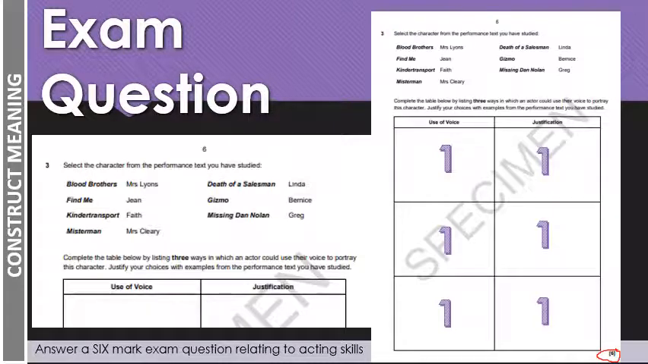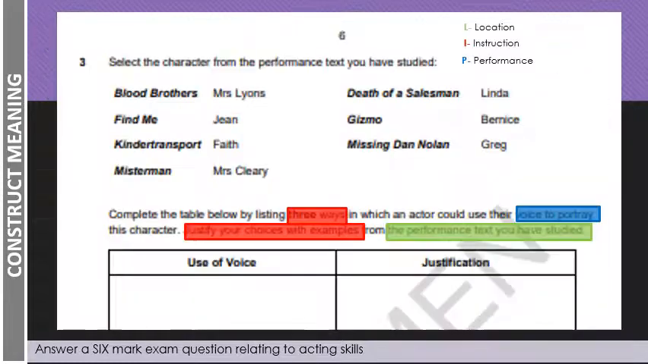So the question that we're going to look at, not the question you are answering, is this. Select the character from the performance text you have studied. So you're going to find Missing Dan Nolan and they want us to talk about Greg. Complete the table below by listing 3 ways in which an actor could use their voice to portray this character. Justify your choices with examples from the performance text you have studied.